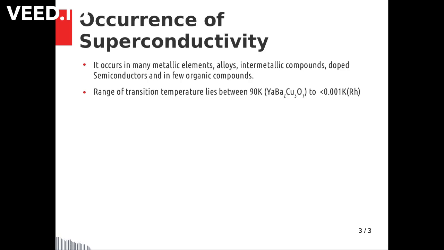So basically, there is always a requirement to make a superconducting material that is closer to room temperature, or higher transition temperature, because it is very difficult to cool these materials to a very low temperature.